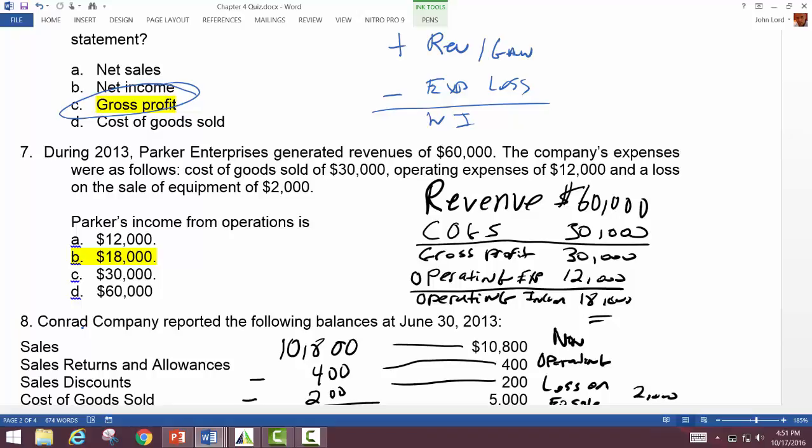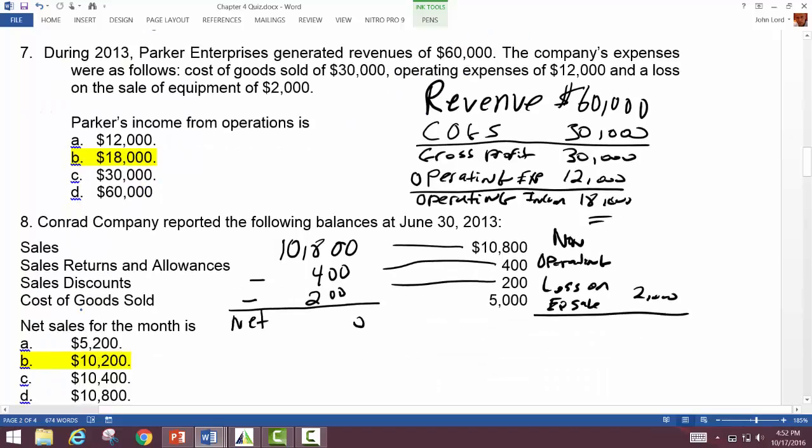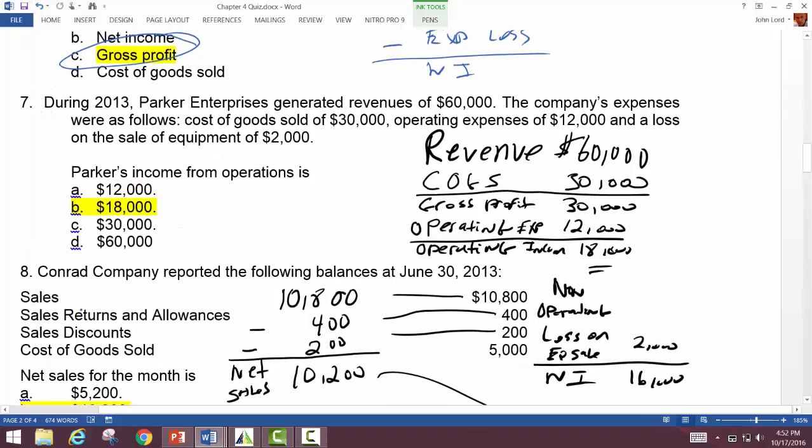And then I decided to go ahead and keep going just for kicks, and I put in a category here for our non-operating items, which included loss on equipment sale of $2,000. So I could very well give you the same exact question on your midterm, and I'll just ask you, okay, what's the net income? Or I could ask you the operating income, giving you the same set of facts, right?